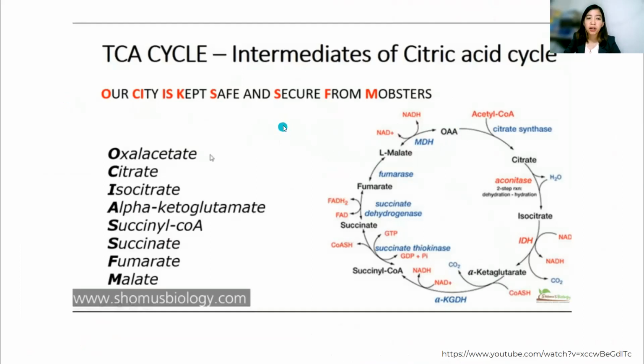So, let us remember that our city is kept safe and secure from mobsters. Meaning, oxaloacetate, citrate, isocitrate, alpha-ketoglutarate, succinyl-CoA, succinate, and fumarate. Ayan. So, I hope na naintindihan nyo na yung Krebs cycle by this time. And if medyo nahihirapan pa rin kayo, you can always go back dito sa video natin sa Filipino Science Hub.